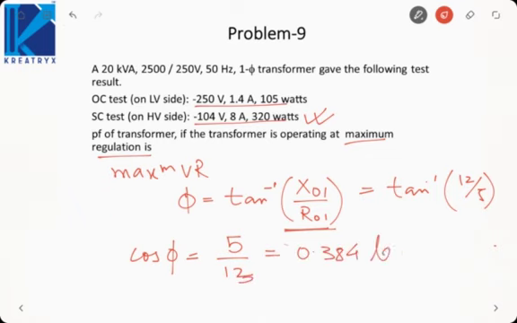That is 0.384 lag, because maximum voltage regulation occurs at a lagging power factor and zero voltage regulation at a leading power factor. So these types of questions can come in the GATE examination. We have covered all the concepts that we saw in the theoretical lectures, so we have covered numerical problems based on all. In the next lecture, we will be starting with three-phase transformers, and their phasor diagrams are very much important from the GATE point of view.